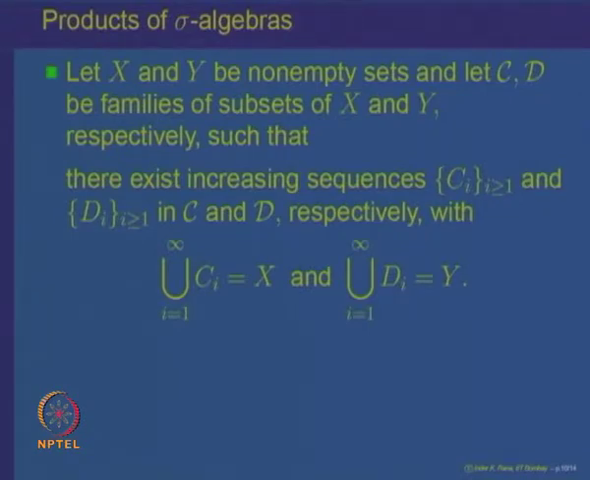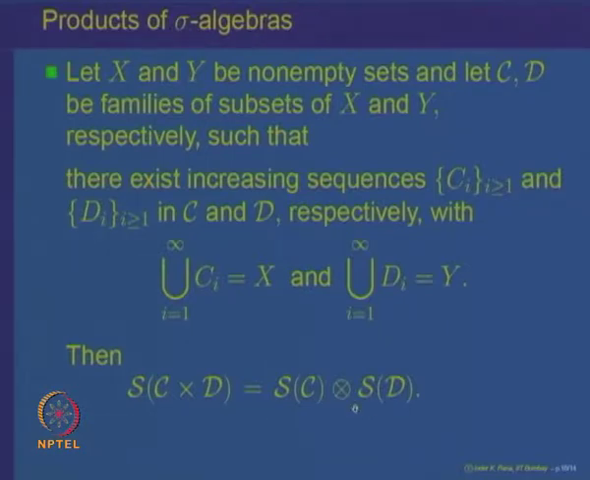So, we are putting this condition: the collections C and D are such that there is a sequence of elements of C which gives you the whole space X, and there is a sequence of elements D_i in the collection D, such that its union is again equal to Y. Under this condition, we are going to show that the sigma algebra generated by C cross D is the same as the sigma algebra generated by C times the sigma algebra generated by D.